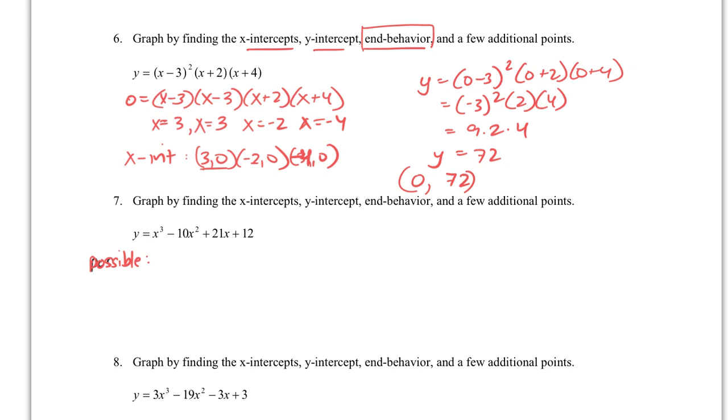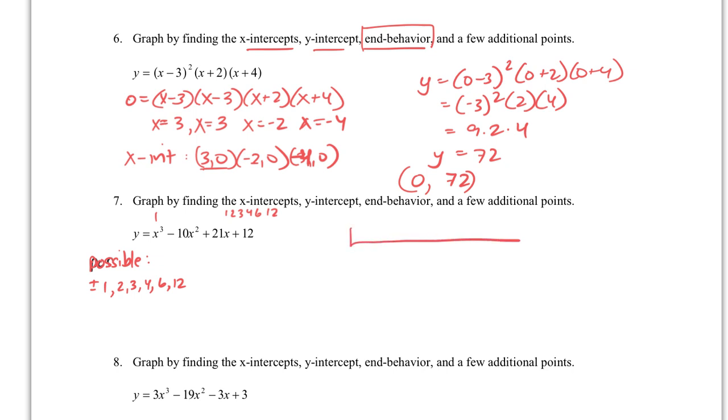So my possibles, again, my factors of the first coefficient are 1, my factors of the last one are 1, 2, 3, 4, 6, and 12. So I know my possibles are plus or minus 1 over 1, 2 over 1, 3 over 1, 4 over 1, 6 over 1, and 12 over 1. Since it's over 1, it's easy, and they're all plus or minus.